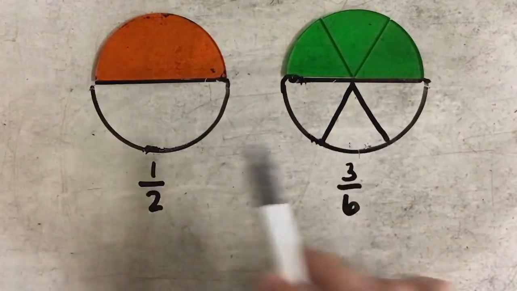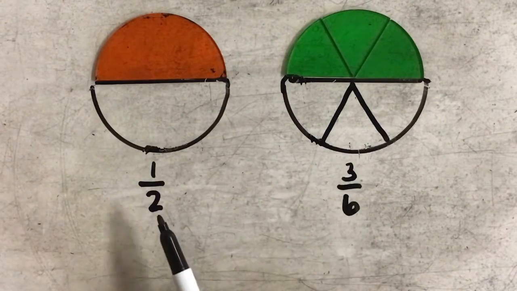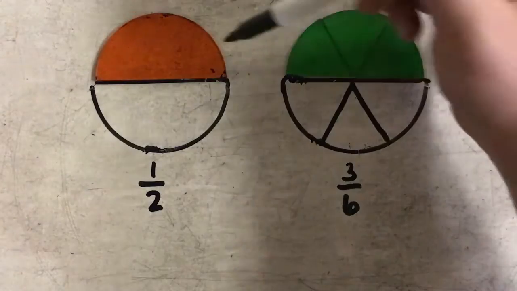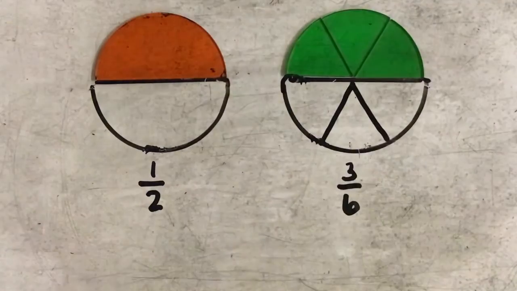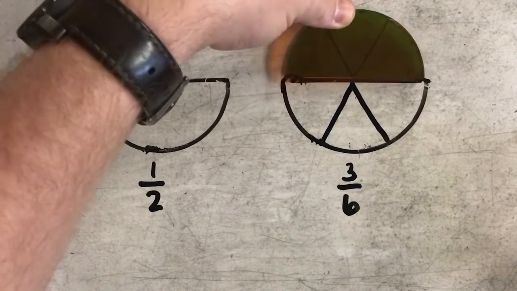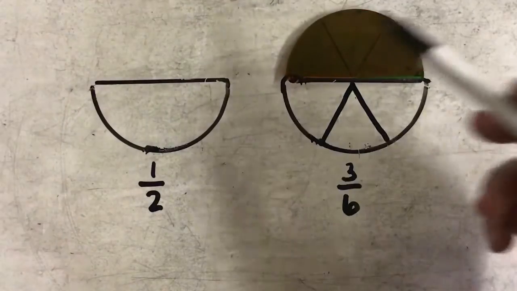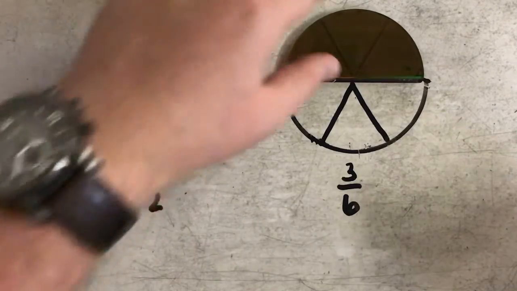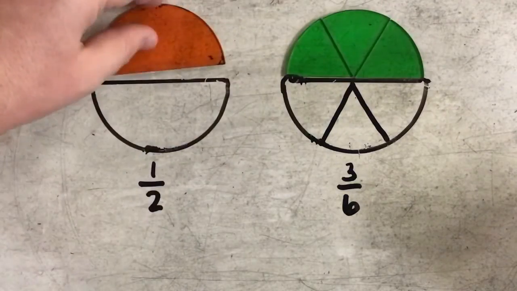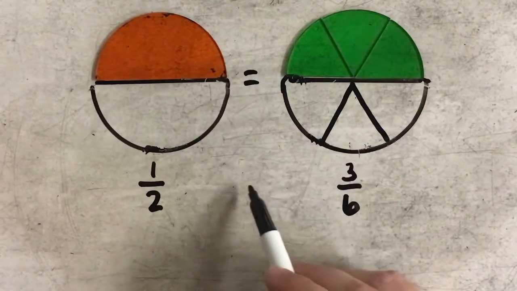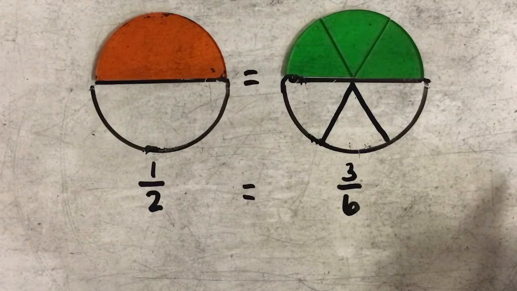Now, these two fractions have different numerators and different denominators, but we can see that they actually represent the exact same amount. In fact, if I took this piece and stacked it on top of my other pieces over here, you can see that that is the exact same amount. 1/2 and 3/6 are both equal to each other, and we would call them equivalent fractions.